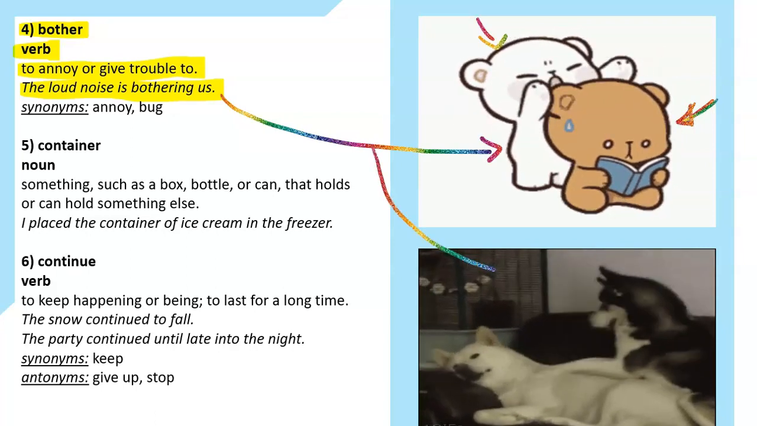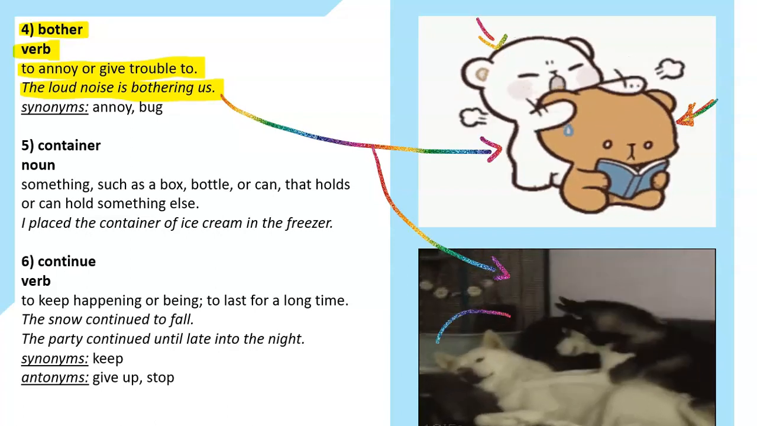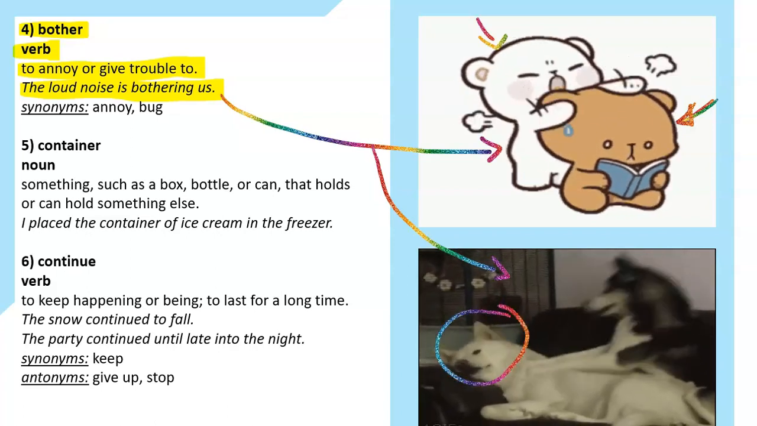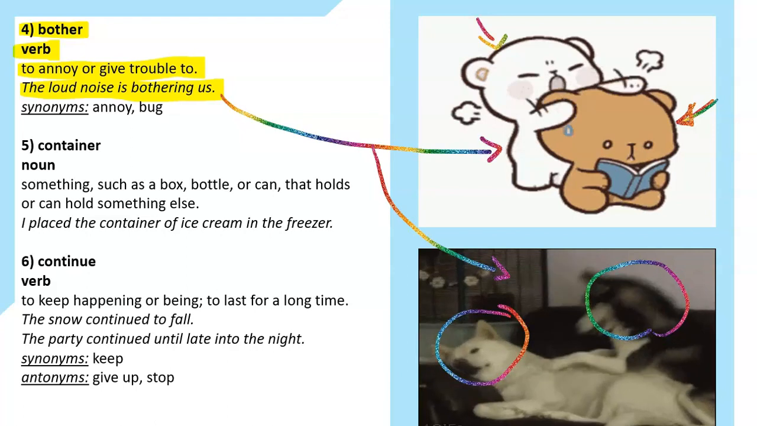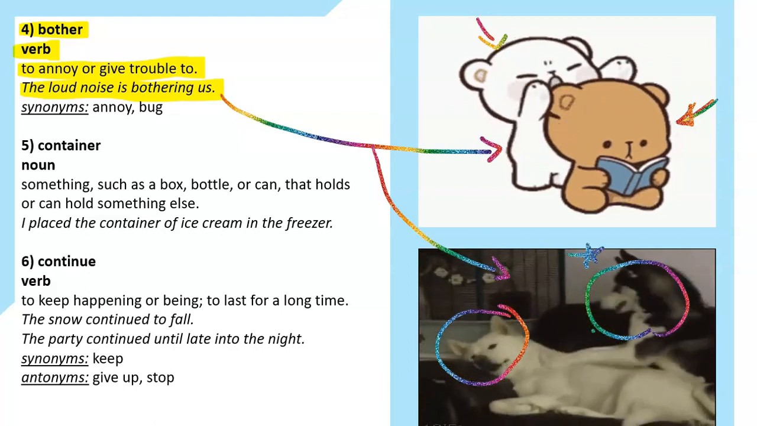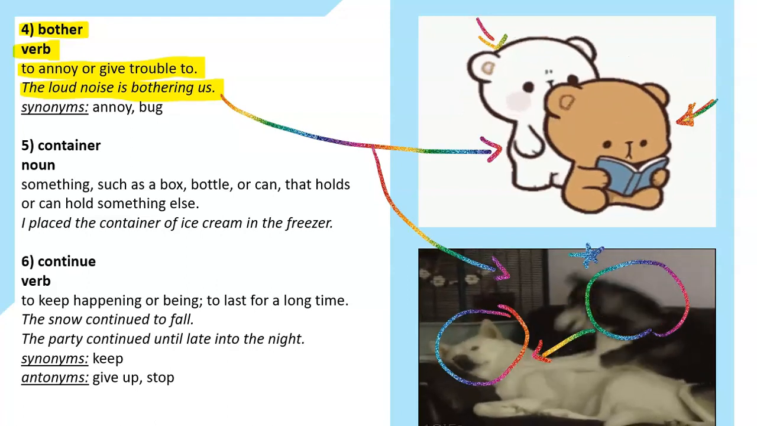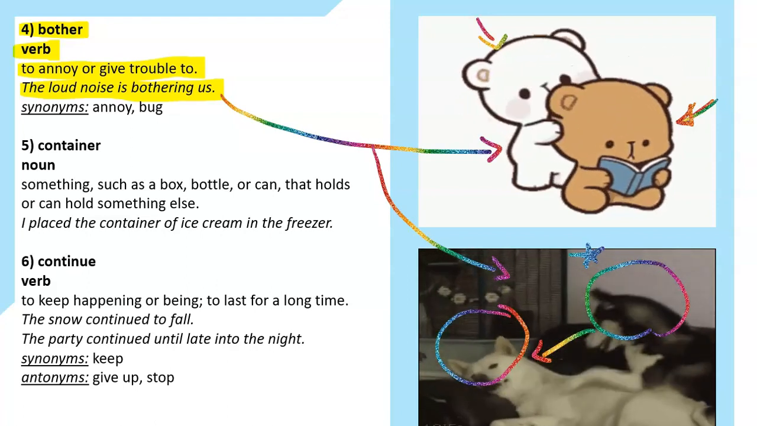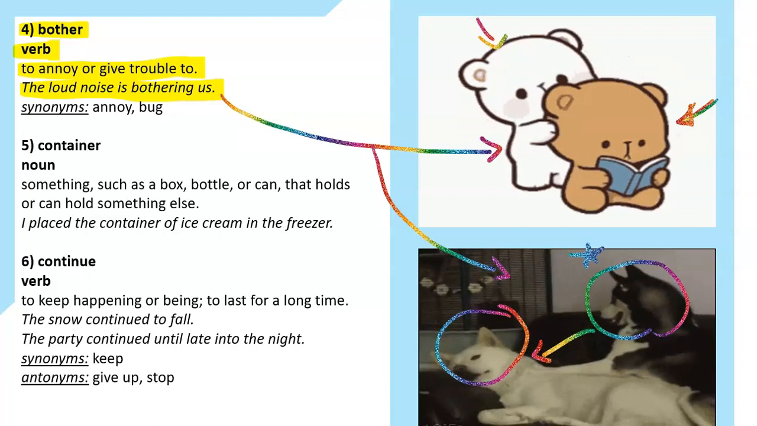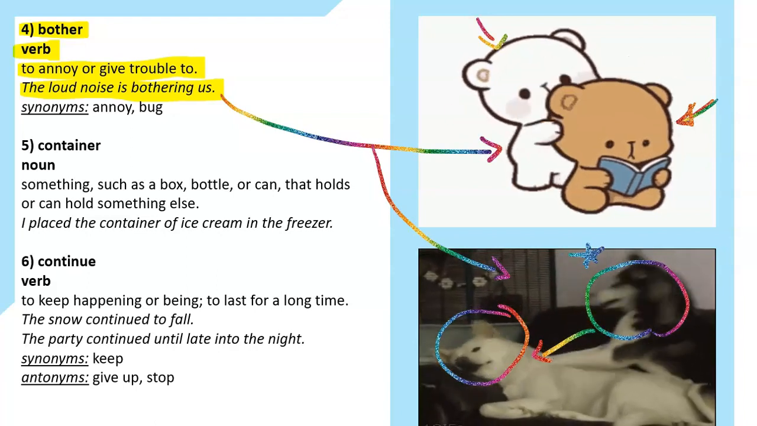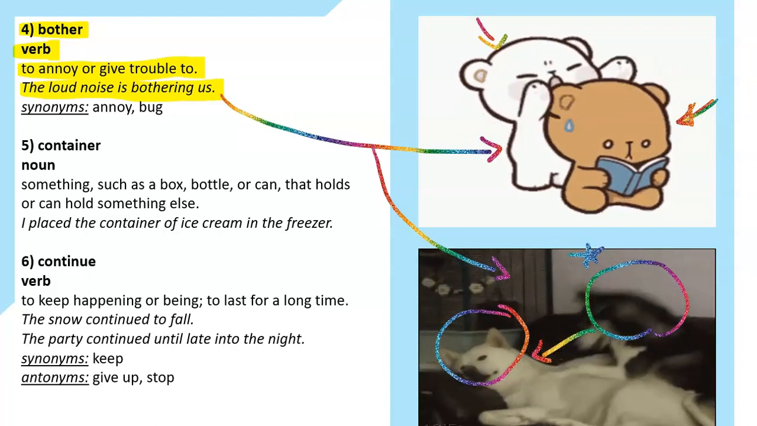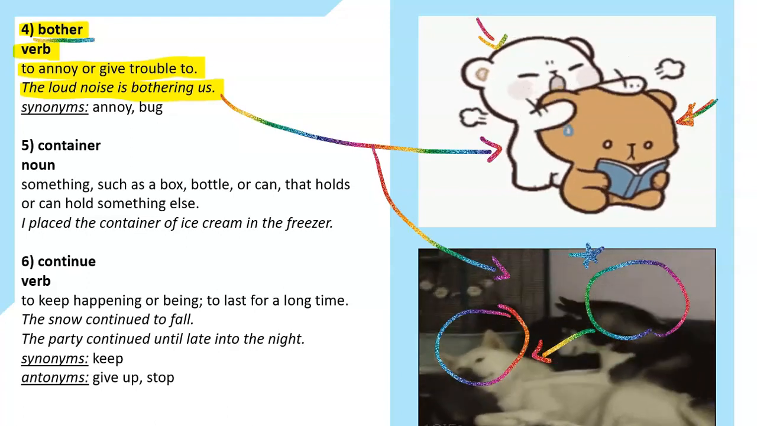Here too, we have the 2 dogs. This dog just wants to sleep, but this dog wants to play. So, this dog is bothering the other dog. Is there a time when someone bothered you? What did they do to bother you? Did they push you? Did they keep talking to you? What is the thing that bothered you?